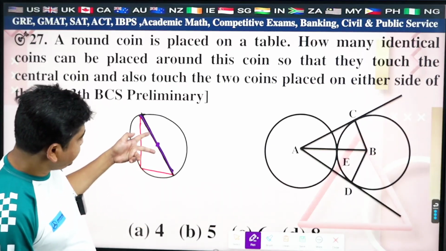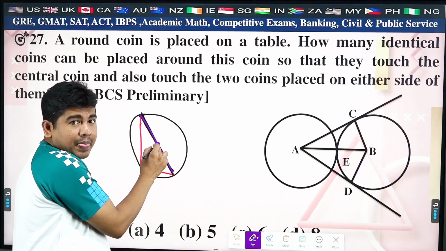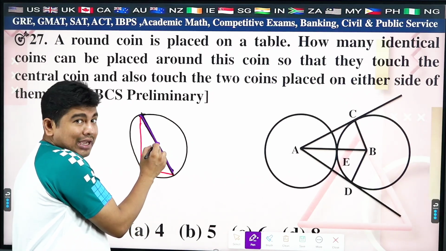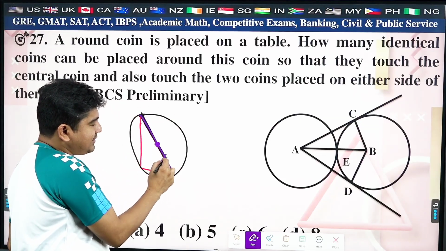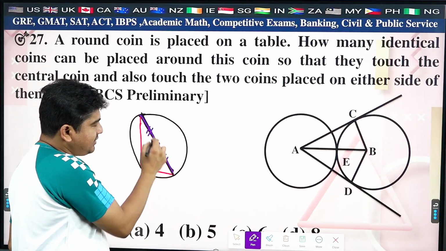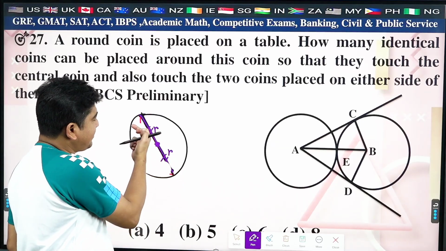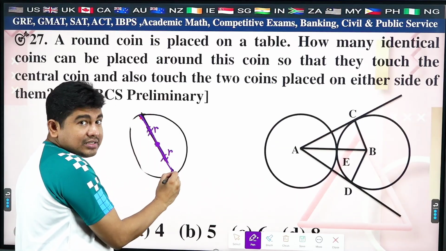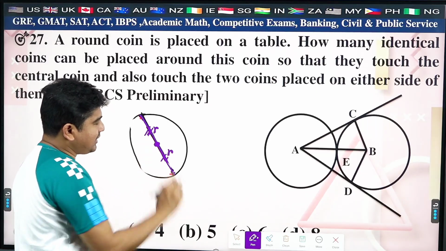So I can say the midpoint of the hypotenuse, or the midpoint of the diameter, makes 2 radius. This one is radius, this one is radius. If this one is R, this one is R. This is the diameter of the circle. This is the midpoint. This one is R and this one is R. Equal.